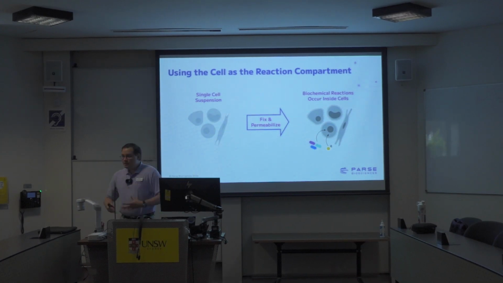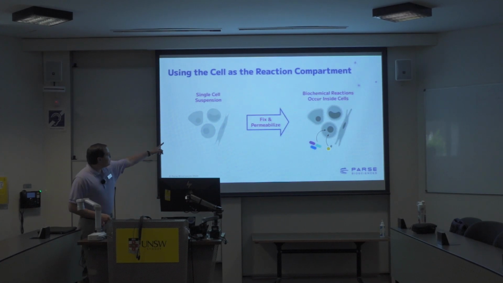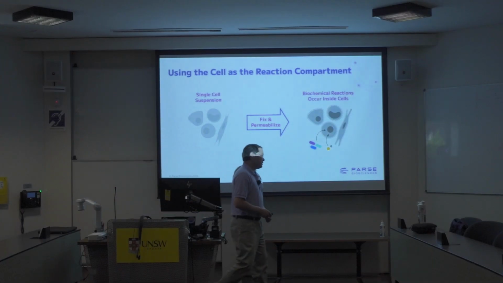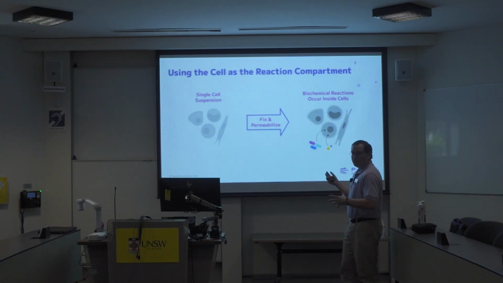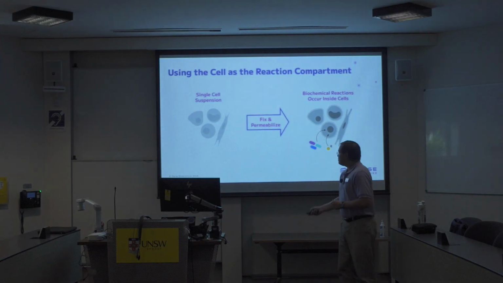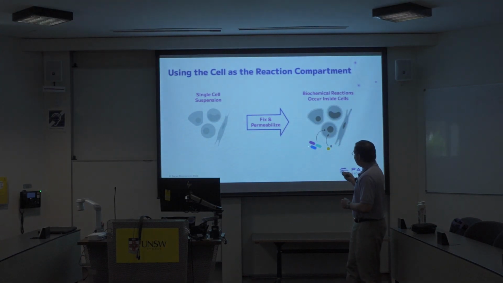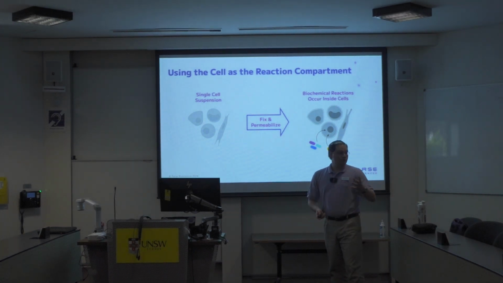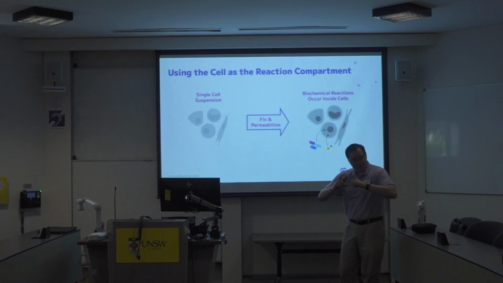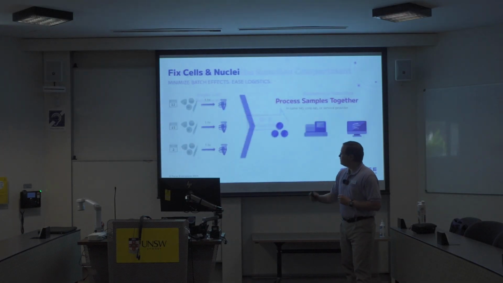So, the way Parse technology works is that we're using the cell itself as the reaction vessel. So here, we have our single cell suspension, or a single nuclei suspension. We're going to fix them to lock in the biology, and then we're going to permeabilize them, which allows the biochemical reactions to occur inside the cells themselves. So the enzymes go into the cells, the barcodes go into the cells, and the cell itself is the reaction vessel, which would be critical for the technology, which I'll talk about in a bit.